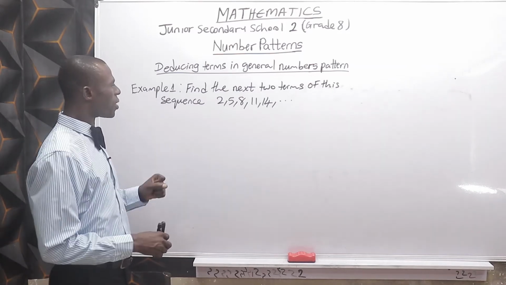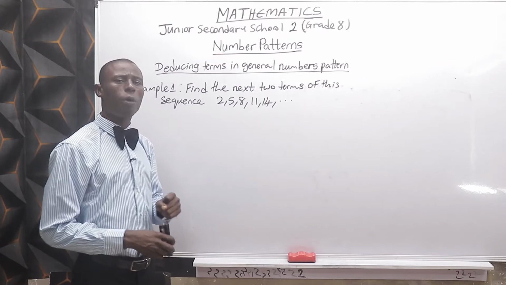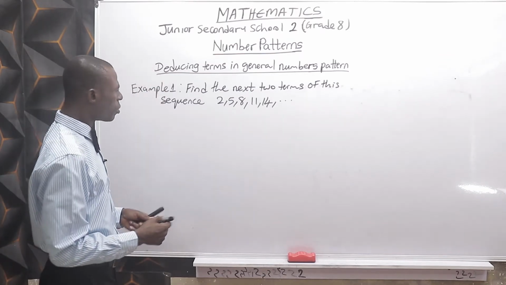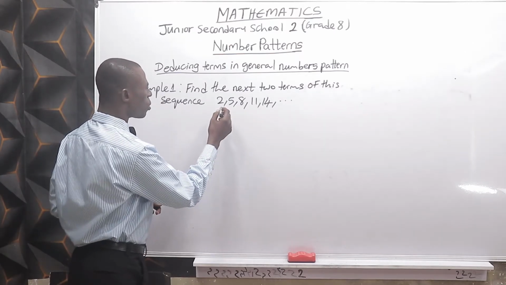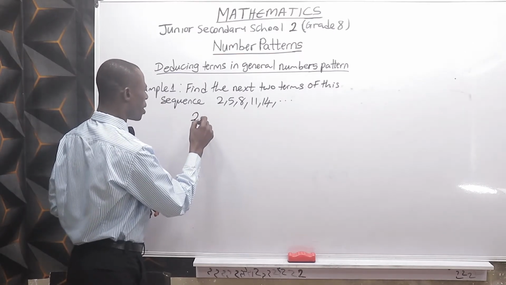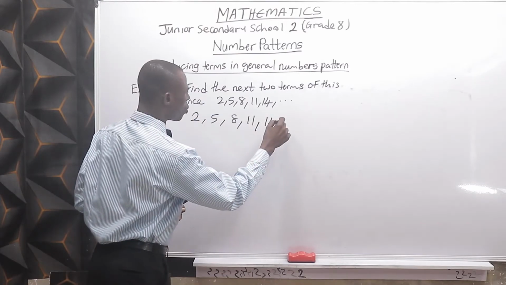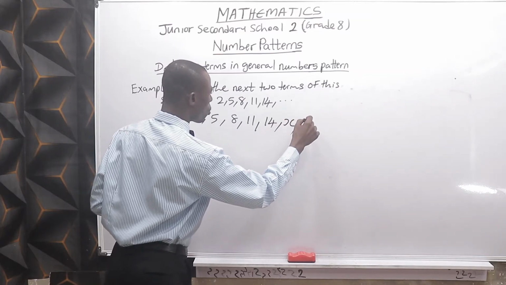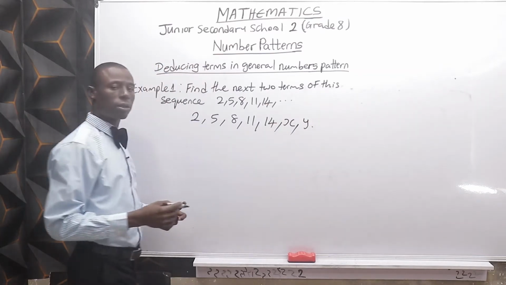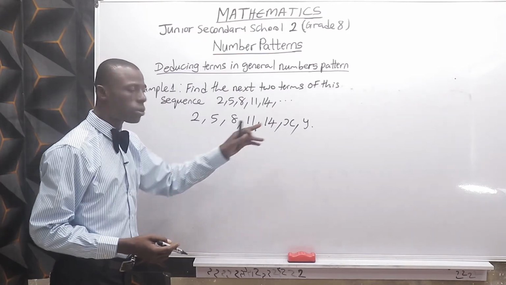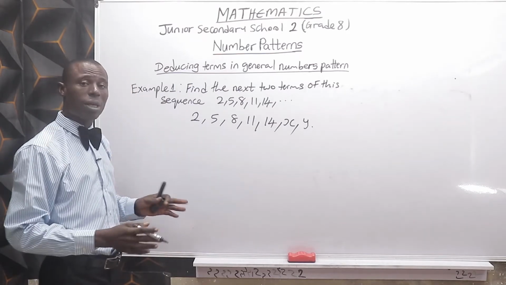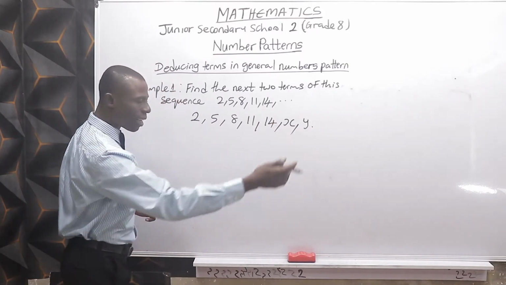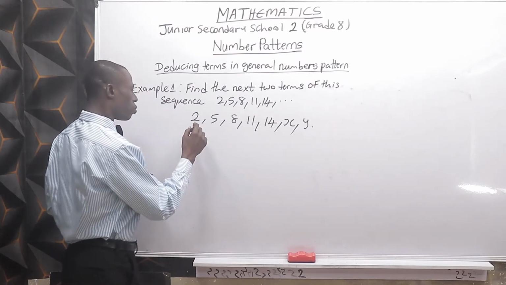Example 1. Find the next two terms of this sequence. This is the sequence of numbers. What we do is we write the numbers out, and we are to find the next two, so we represent those two with some letters. I use X and Y here, but you can use any letter of your choice. Now, let's say X and Y are the next two terms. See what I want to do.